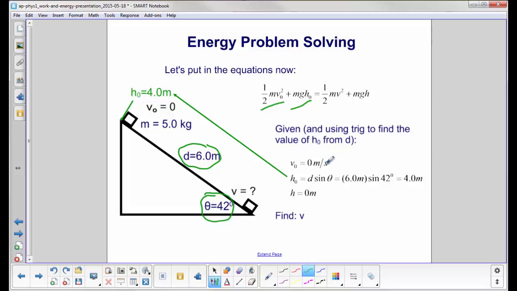We also know our initial velocity is 0 meters per second because it's not moving, and we know our final height will be 0 meters. And here's what we want to find: the velocity at the bottom of the incline.